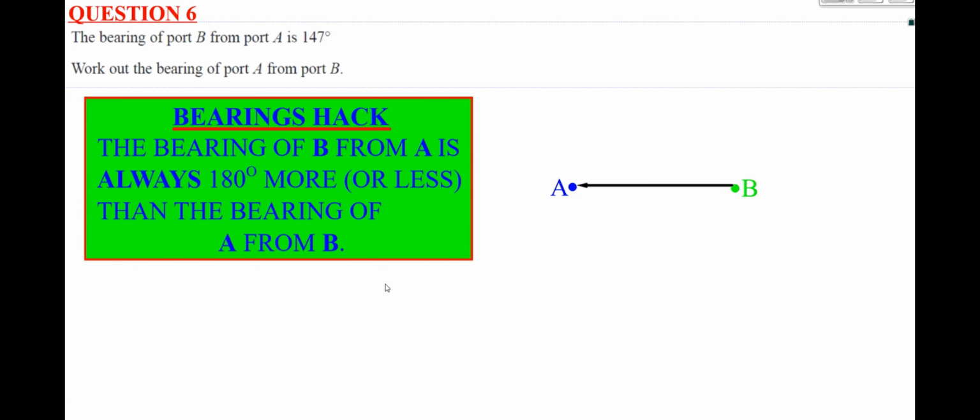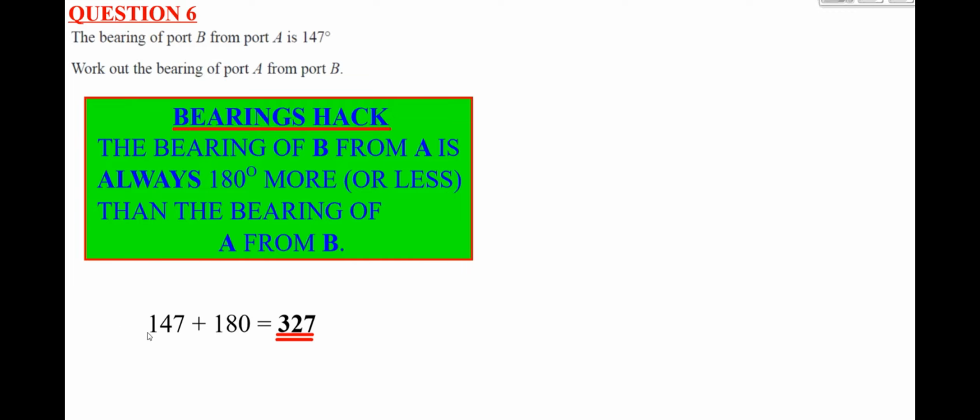And half a turn, of course, in terms of degrees, half a turn or half a circle is 180. So you can imagine yourself going from A to B and doing a half turn the other way to face back and return to your initial place. So using this idea, the bearing is 147 plus 180, which is 327 degrees.